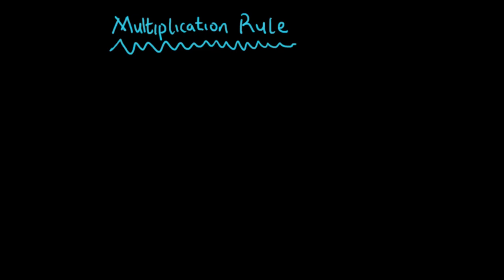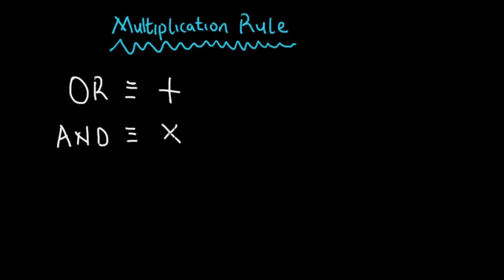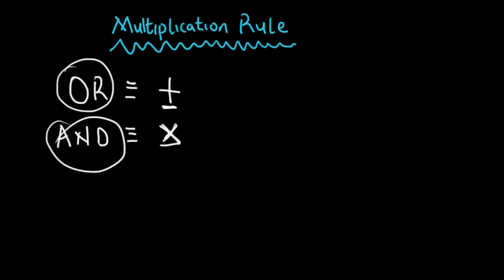In the last video, we looked at addition rule. In this video, we are going to be looking at multiplication rule. Now remember, I told you that or in probability is equivalent to plus. Now when you have and in probability, it's equivalent to multiplication. So you times, you multiply. Does that make sense? So or is plus and is multiplication.